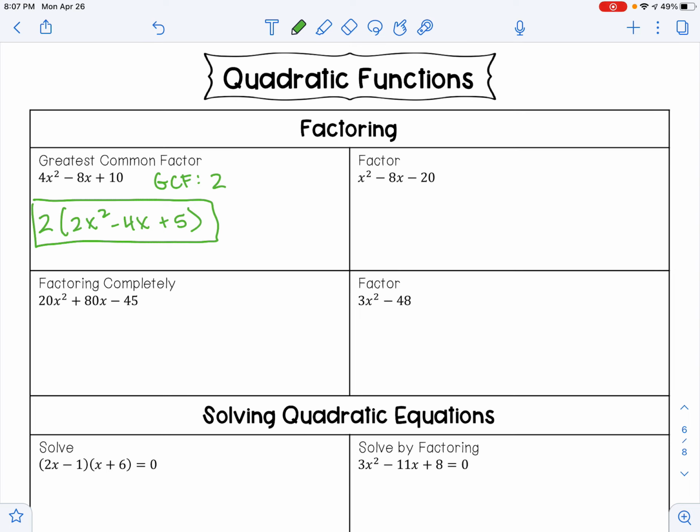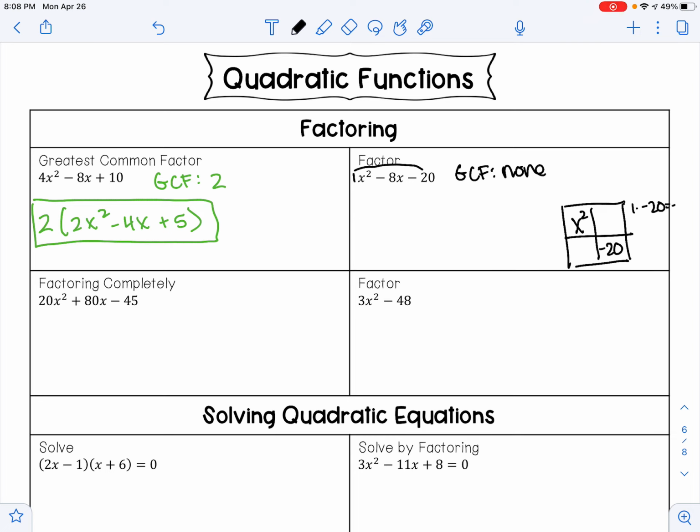For the next one, we want to factor x squared minus 8x minus 20. There is no GCF, so when I look for a greatest common factor, there is not one. And so then we go straight to the area model. Your first term goes in the first box, and your last term goes in the last box.